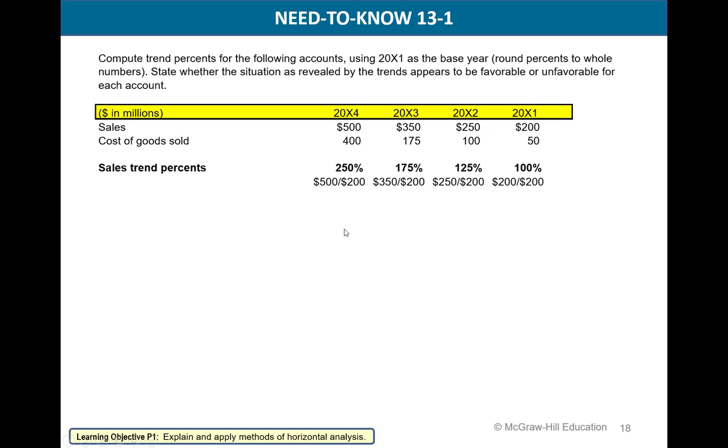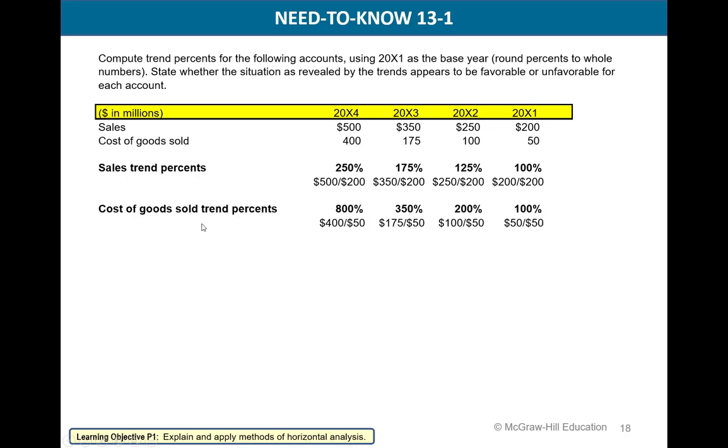So we take the sales for each year and divide it by the sales of our base year, and we'll start on this side. So here, 100%, the year divided by our base year, 200. Here we have 250 divided by 200, which gives us 125% of the base. And then in the third year, 350 divided by 200 gives us 175% of the base. And then lastly, in year 4, the 500 million in sales divided by the 200 gives us a 250% sales trend.